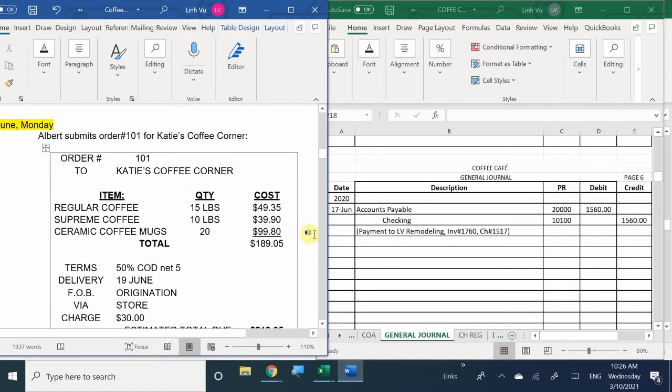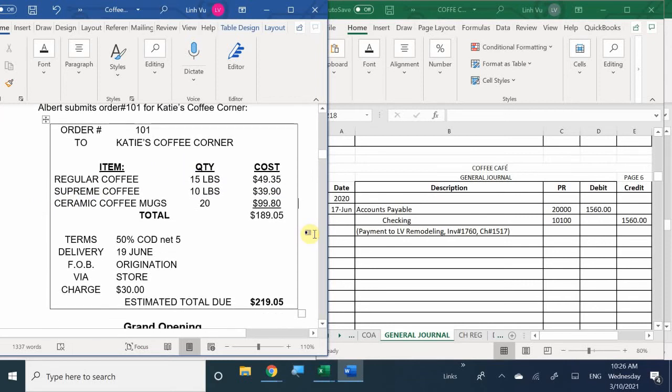Yeah, it looks like you got an order from Katie's Coffee Corner. Okay, good. And what are the details here? It's 25 pounds of coffee combined, 15 regular, 10 supreme, and 20 coffee mugs. Good.